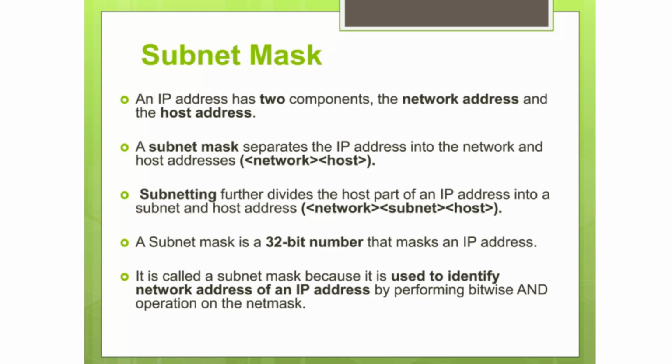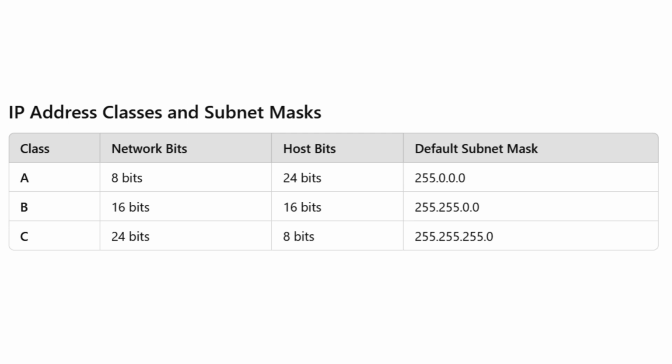The subnet mask is a 32-bit number used to filter or mask parts of an IP address. It helps identify the network address of an IP by using a mathematical operation called bitwise AND. IP addresses are divided into network and host parts for different classes, A, B, and C.